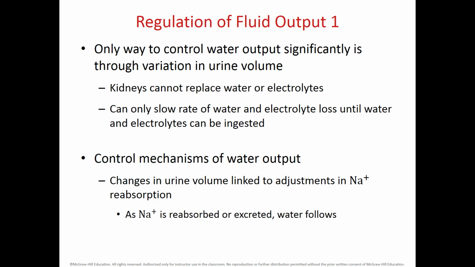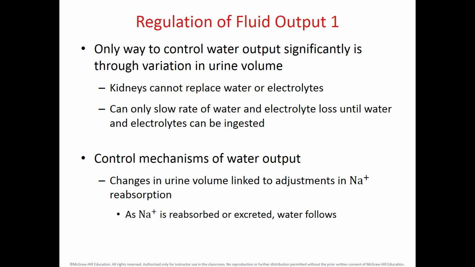Now for regulation of the output of water. We control how much water we lose by making changes in the volume of urine that our kidneys produce. Now the kidneys themselves cannot replace water or electrolytes. They can only slow the rate of water and electrolyte loss until you drink water or ingest electrolytes.